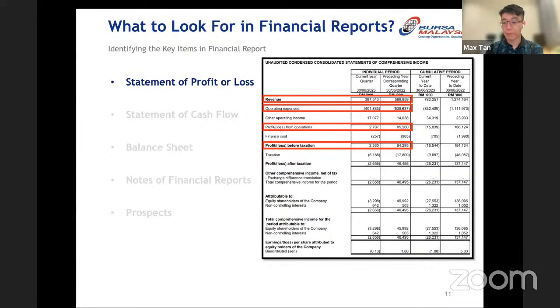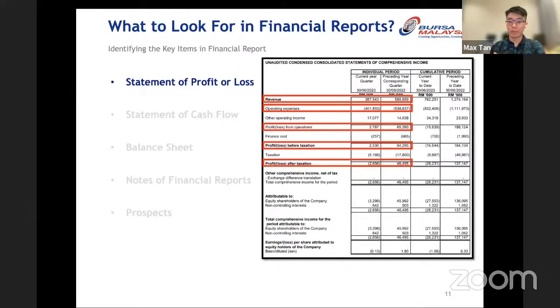Then you have PBT. Normally, if you ask me, do we take PBT as the benchmark or PAT as the benchmark? Okay, it's where it gets interesting. Normally, I will take PBT. Why? PBT, profit before tax, unless the company that I'm looking at is constantly taxed at a 24% tax rate, which is a statutory rate, quite normal.